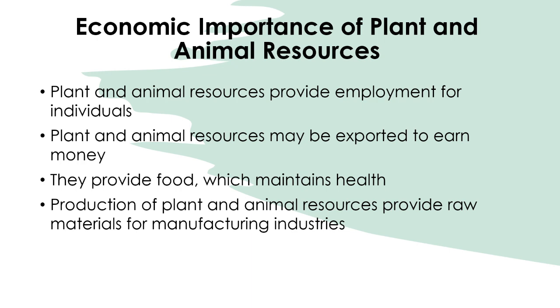Number 1, plant and animal resources provide employment for individuals. Number 2, plant and animal resources may be exported to earn money. They provide food which maintains health, which makes us grow. Production of plant and animal resources provides raw material for manufacturing what? Industry.